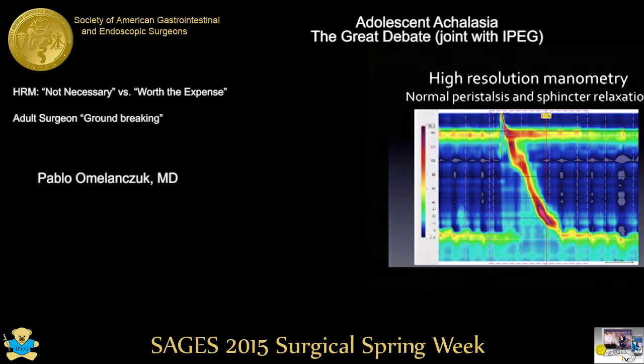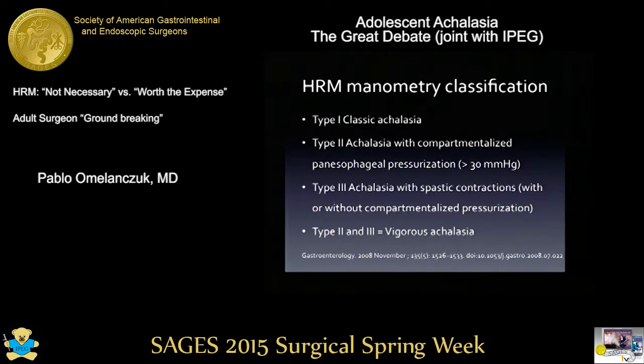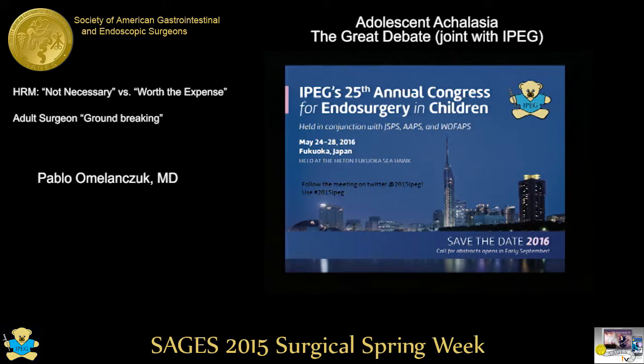This is the typical picture of a high-resolution manometry in a normal patient, where we can see the peristalsis and we can see the relaxation of the lower esophageal sphincter. With high-resolution manometry, we came up with a classification in 3 types. One is the classic achalasia. The second one is the achalasia with compartmentalized paraesophageal pressurization that usually has more than 30 millimeters of mercury. Type 3 achalasia, where... Comment, JP?